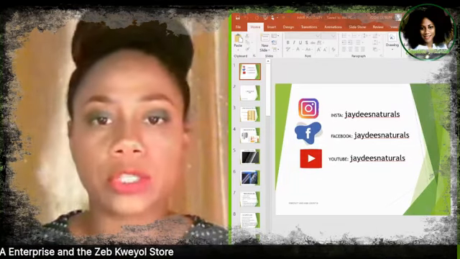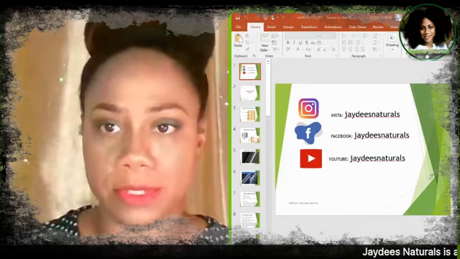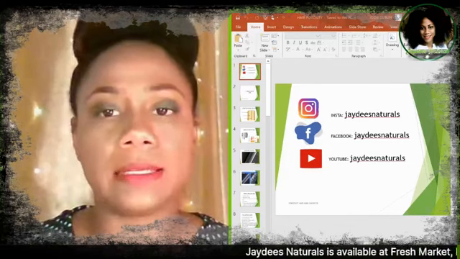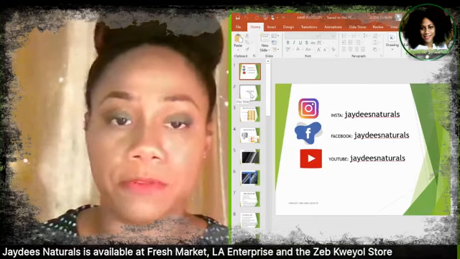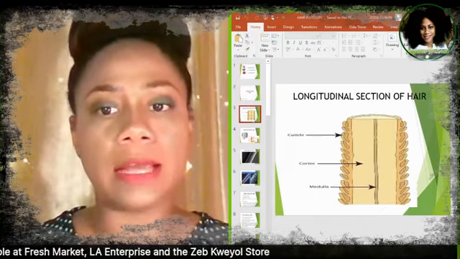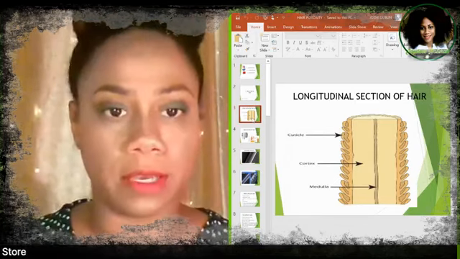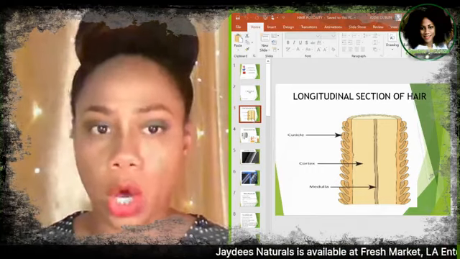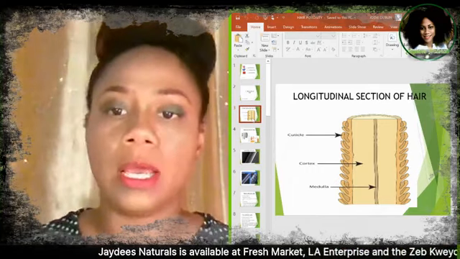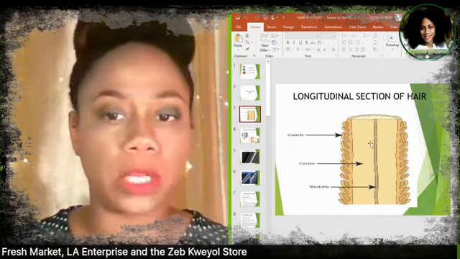Okay, so we're going to look at hair porosity. And to do that, we need to know the structure of the hair, as I said before. Let's get into it. So this is a longitudinal section of the hair. If we were to cut the hair in length, going along the hair, not across, this is what it would look like. Well, this is in animation form, but this is what it would look like.